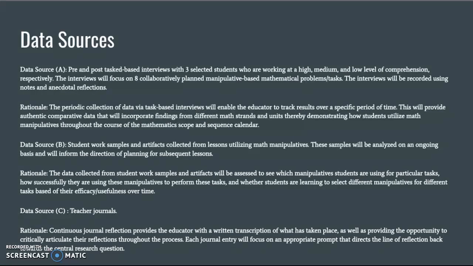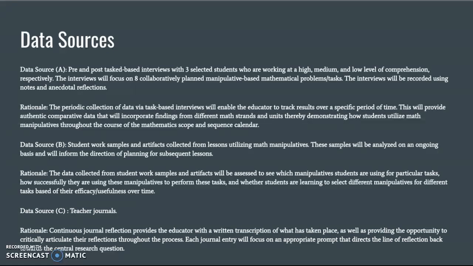I will be collecting data from 3 different sources throughout my project. The first consists of pre- and post-task-based interviews with 3 selected students who are working at a high, medium, and low level of comprehension, respectively. The interviews will focus on 8 collaboratively planned manipulative-based mathematical problems and tasks. The interviews will be recorded using notes and anecdotal reflections.